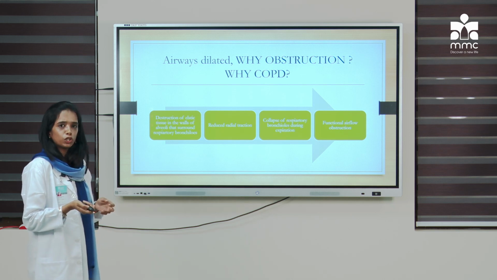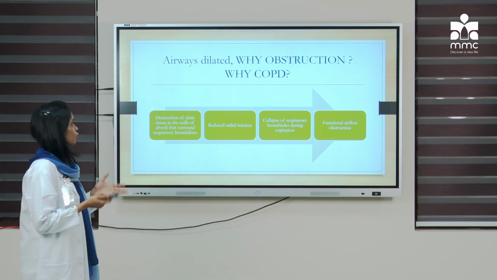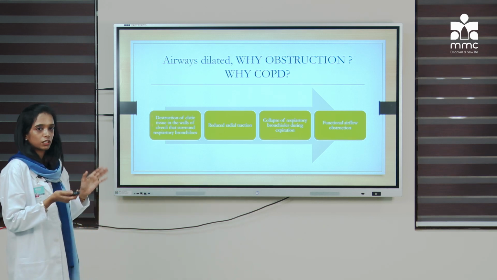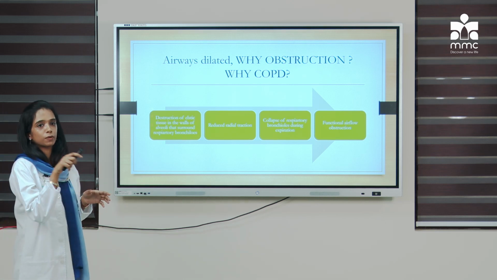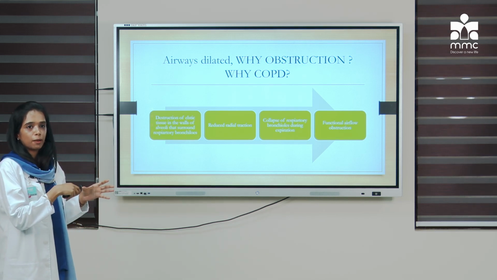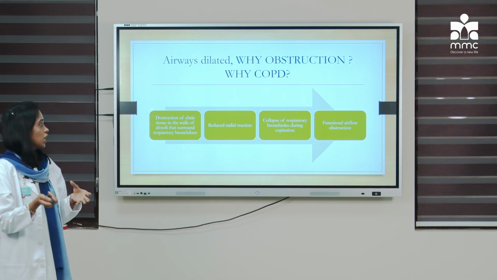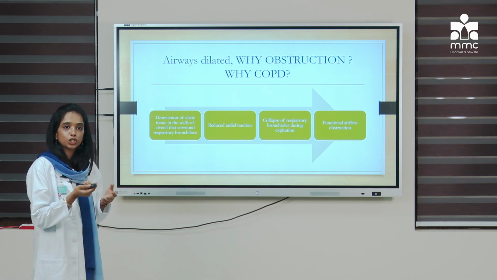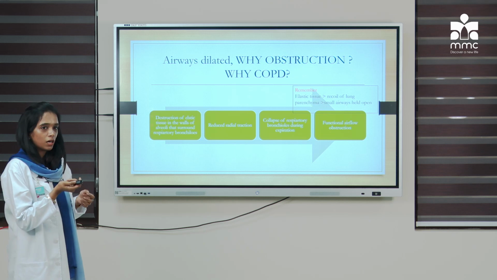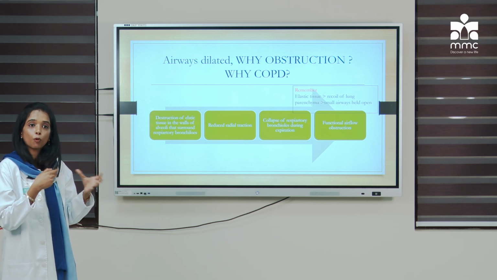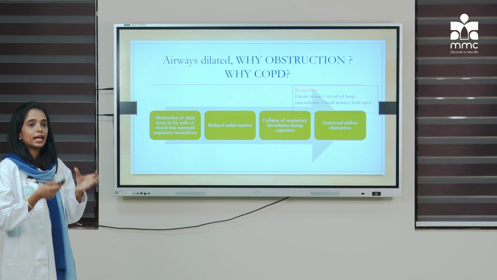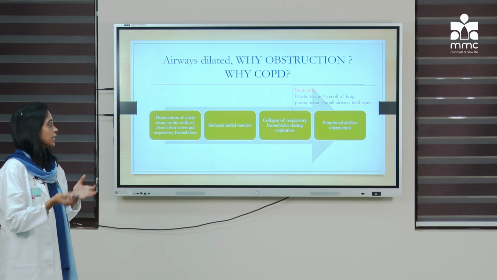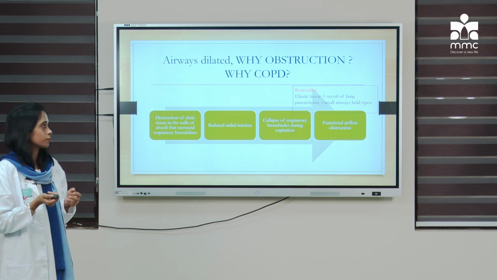Now, we saw that the airways are dilated. So why is there an obstruction, and why does it lead to COPD? Destruction of the elastic tissue in the walls of the alveoli surrounding the respiratory bronchiole reduces the traction. This collapses the respiratory bronchioles during expiration and leads to functional airway obstruction. To remember, the elastic tissue has the property to recoil the lung tissue and keeps the small airways patent. When the elastic tissue is damaged, this recoil is lost and it leads to functional airway obstruction.